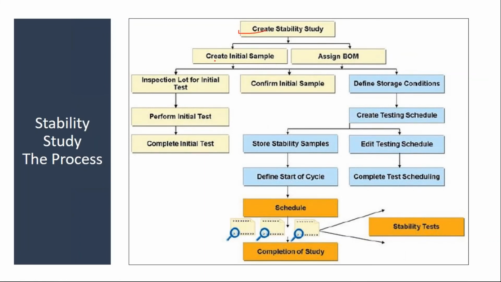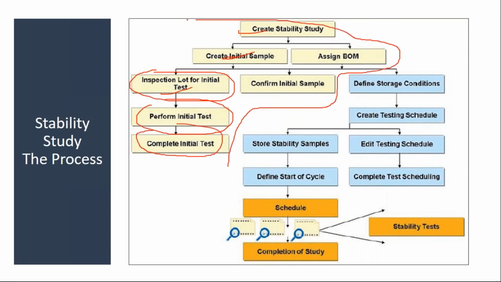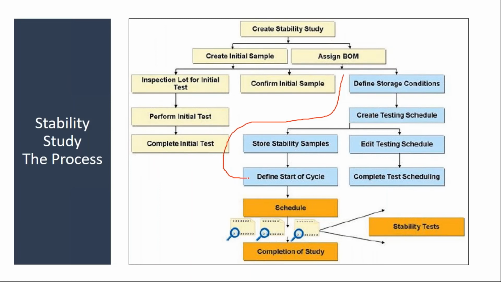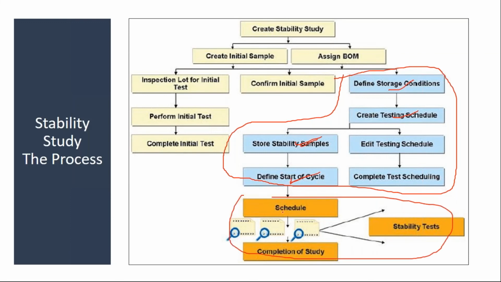First, you create the stability study. Then you create the initial sample. Then for that initial sample, you create an inspection lot. Using that inspection lot, you perform the initial testing, and then you complete the initial testing. So this is phase one. After that, once the initial test is okay, you define the storage condition. The part marked in light blue is the planning phase. You define the storage conditions, create the testing schedule, store the samples at a particular temperature, those environmental conditions, and define the start cycle. After that comes the execution part. When you schedule it, once that particular 1 month, 3 months, 6 months is reached, the system will automatically generate the inspection lots to carry out the testing.